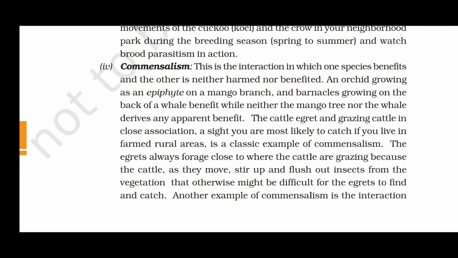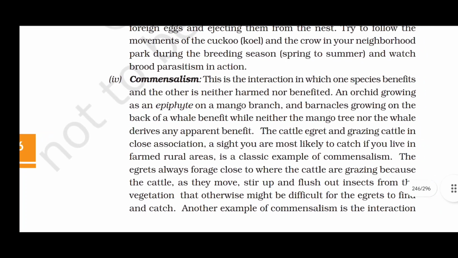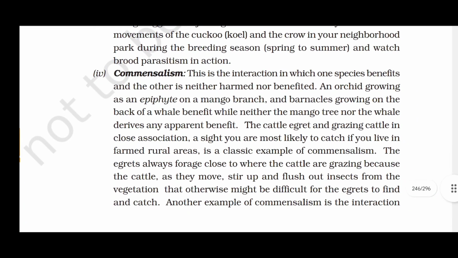Commensalism. This is the interaction in which one species benefits and the other is neither harmed nor benefited. An orchid growing as an epiphyte on a mango branch and barnacles growing on the back of a whale benefit, while neither the mango tree nor the whale derives any apparent benefit. The cattle egret and grazing cattle in close association, a sight you are most likely to catch if you live in farmed rural areas, is a classic example of commensalism.